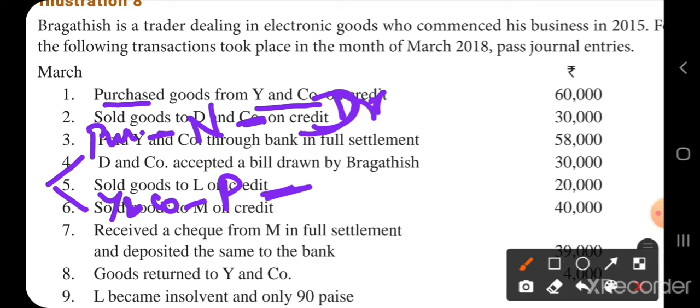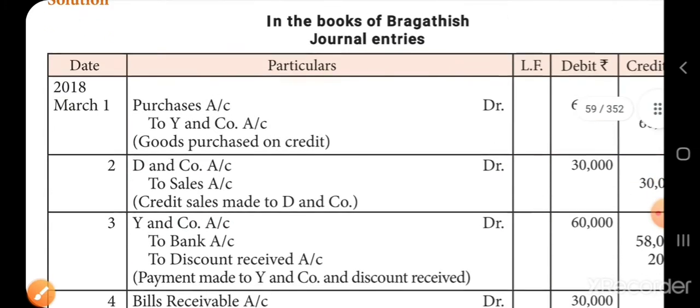Personal account, what is the rule? Debit the receiver, credit the giver. Here, the goods are purchased from YN company. That means YN company is the giver, so you credit the giver. Now what is the entry? Purchase account debit to YN company's account. Amount is 60,000. See the answer here.